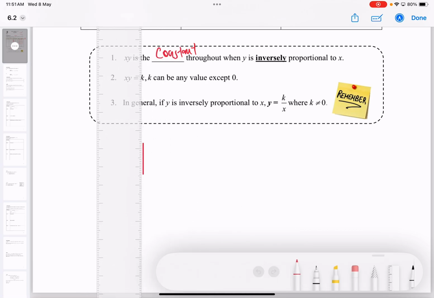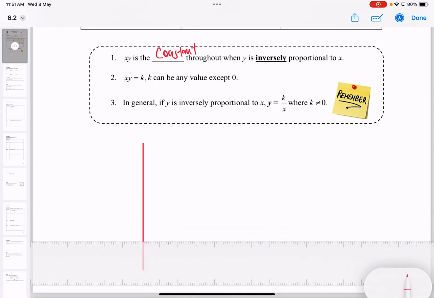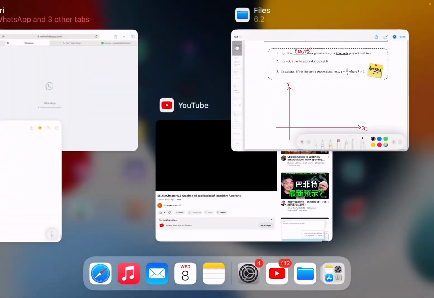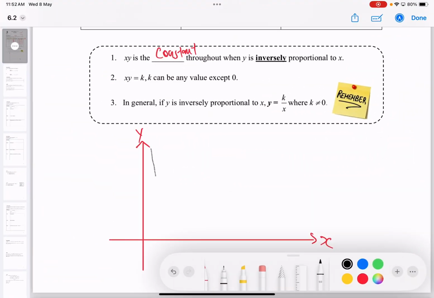For those of you who haven't drawn, can you quickly draw your Cartesian coordinate plane? I have my y, I have my x, and I'm going to draw my hyperbola. It's going to look something like this. Yesterday in quizzes we actually did this: do you guys remember what kind of graph the direct proportional graph looks like? It's going to be a straight line that cuts through the origin. So this one is different.